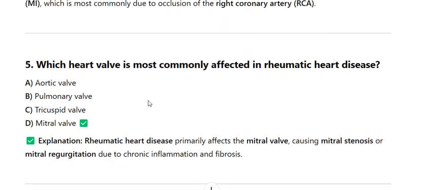5. Which heart valve is most commonly affected in rheumatic heart disease? A. Aortic valve. B. Pulmonary valve. C. Tricuspid valve. D. Mitral valve. Explanation: rheumatic heart disease primarily affects the mitral valve, causing mitral stenosis or mitral regurgitation due to chronic inflammation and fibrosis.